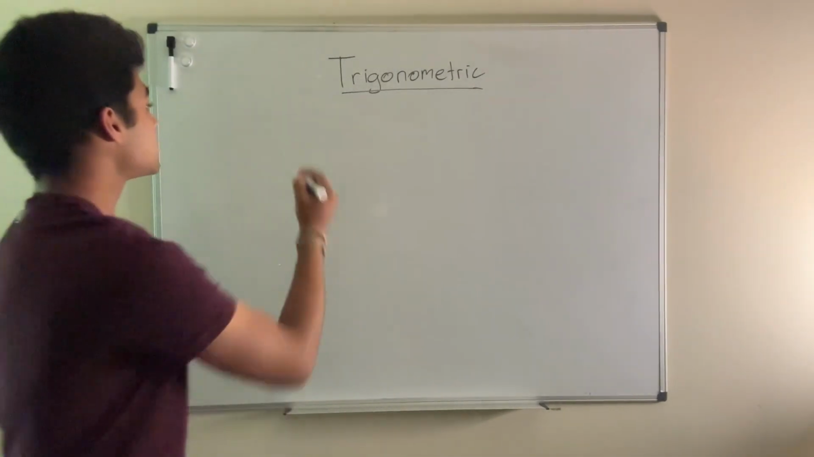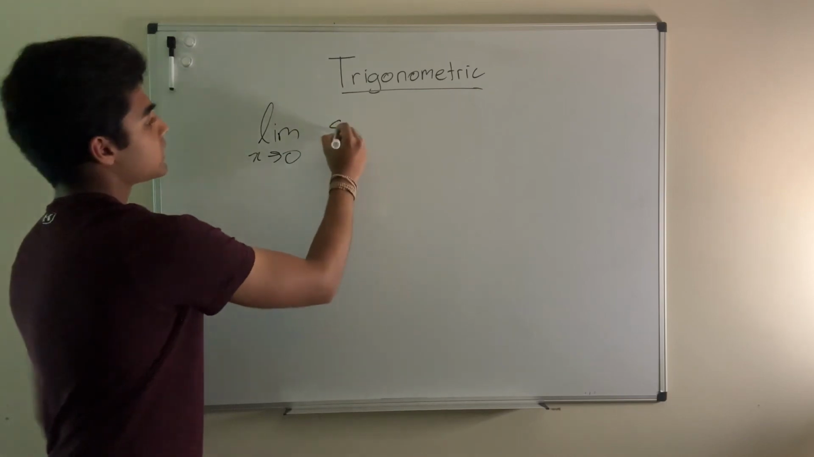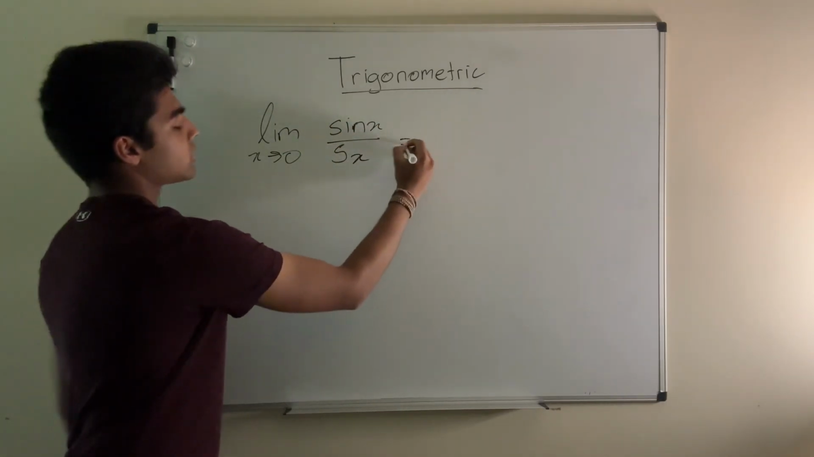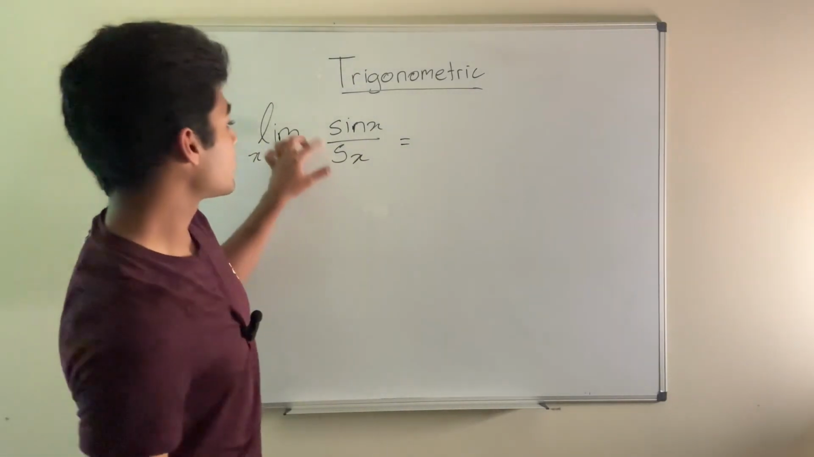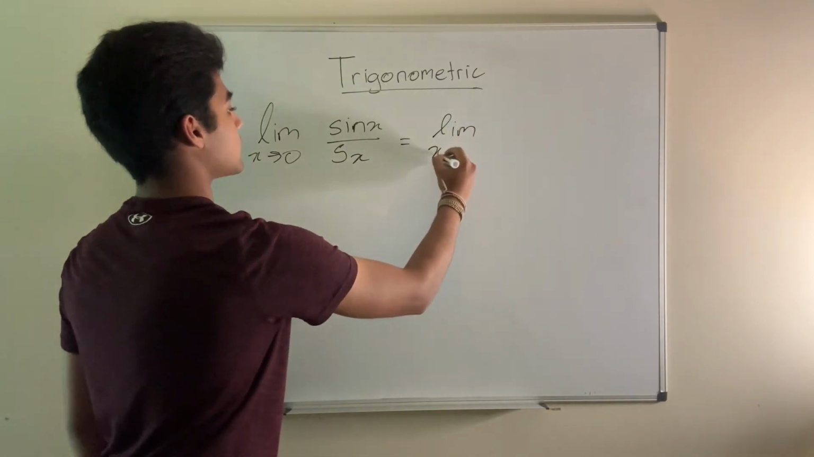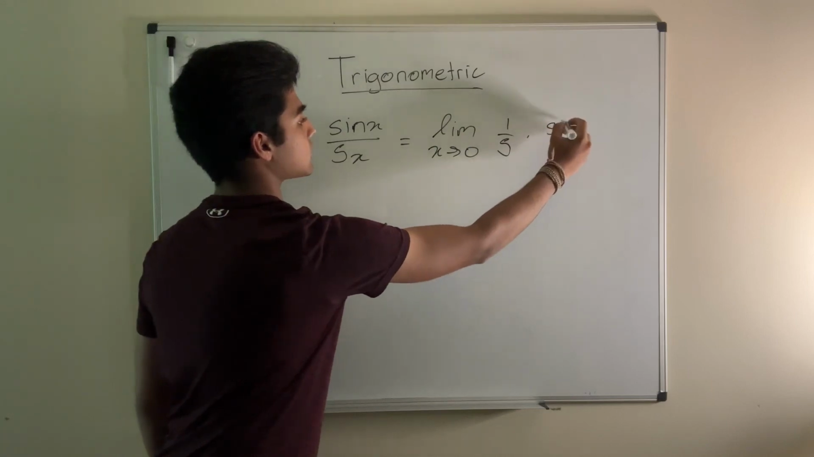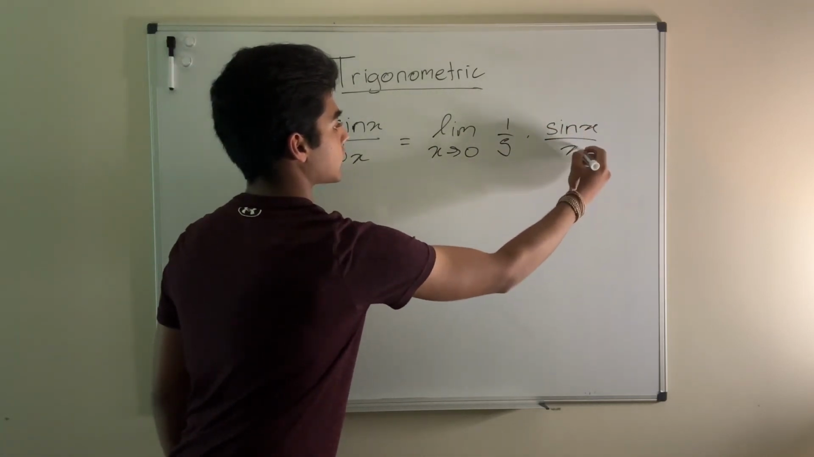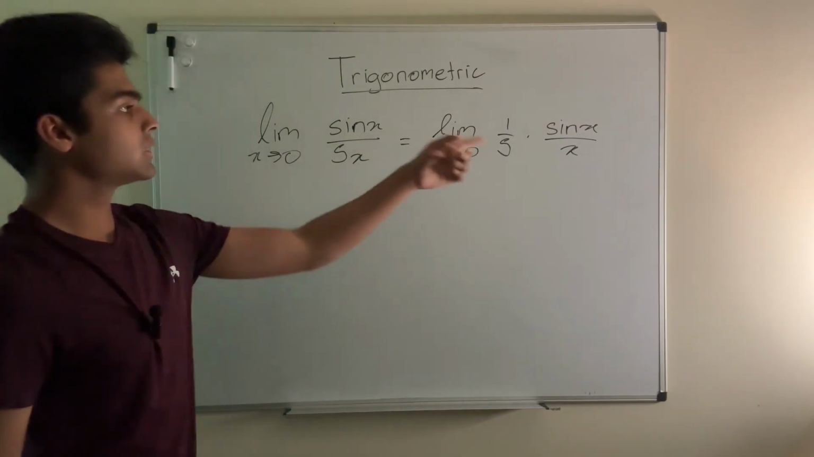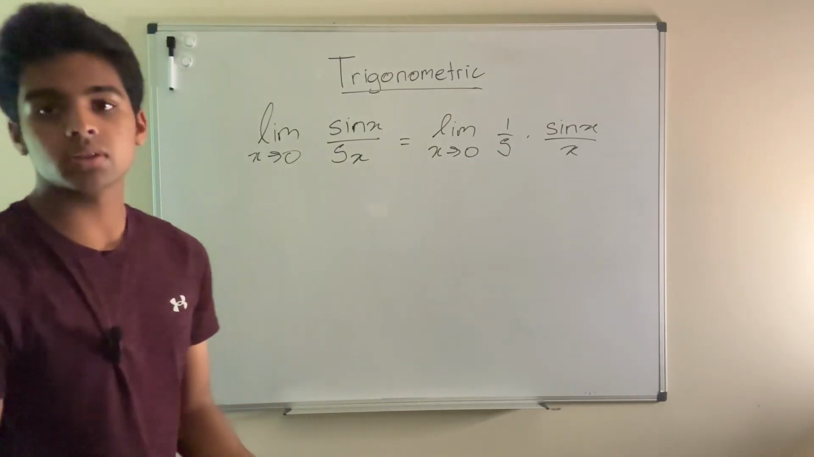Now, suppose we had the limit as x approaches 0 of sine of x over 5x. Now if we factored out 1 over 5, we would be left with the limit as x approaches 0 of 1 over 5 times sine x over x. And this is the same thing because if we multiply across, then we can see that 1 times sine x is just sine x, and then 5 times x is 5x. So it's the same thing.